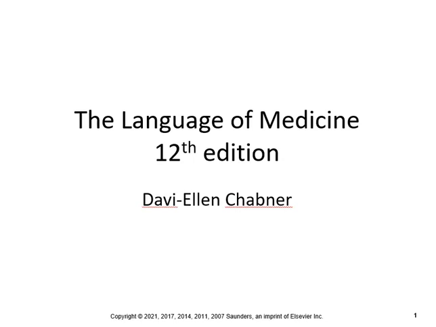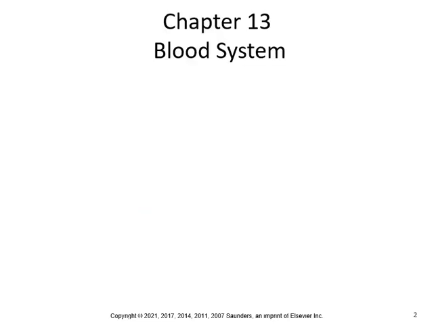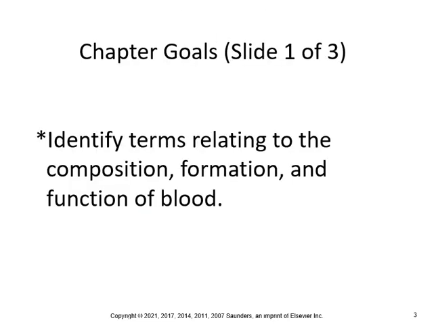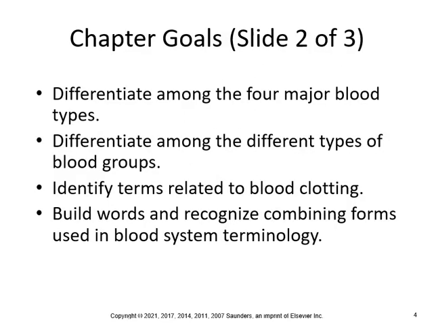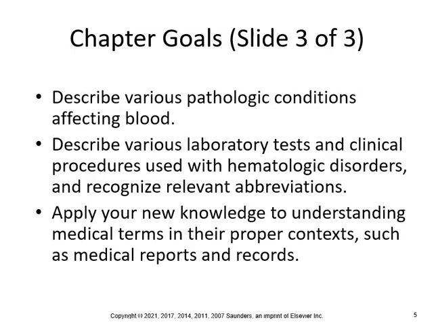Okay, class, we finished the circulatory system, and now we move on to Chapter 13, which is the blood. So we're going to identify terms relating to the composition, formation, and function of blood. We're going to differentiate among the four major blood types, differentiate among the different types of blood groups, identify terms related to blood clotting, build words and recognize combining forms used in blood system terminology. Describe various pathological conditions affecting blood, describe various lab tests and clinical disorder procedures, and apply your knowledge to understanding medical terms in proper contexts.